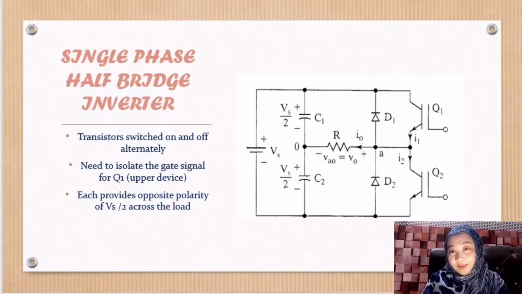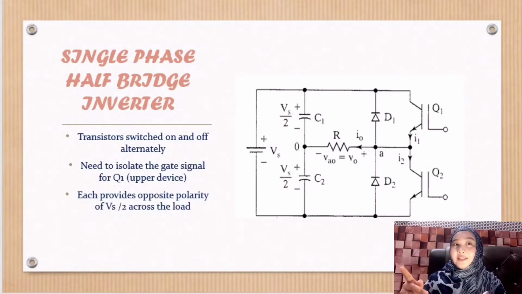Before that, I want to tell you about two types of inverter. First, single-phase half bridge. Second, single-phase full bridge. Our group chose the single-phase half bridge inverter. This is the circuit diagram of the single-phase half bridge inverter.